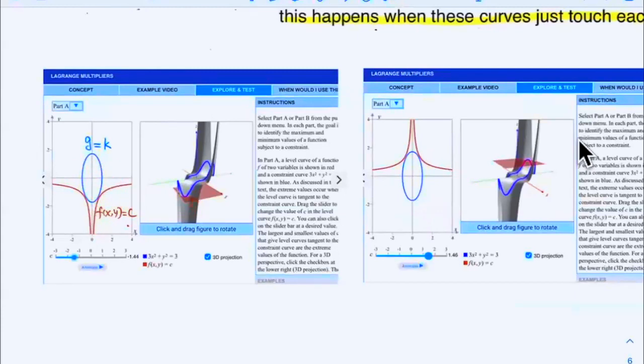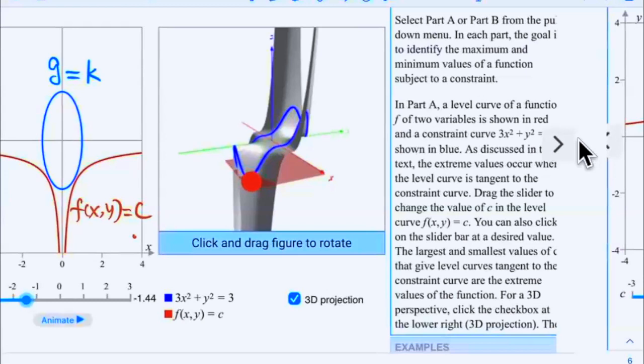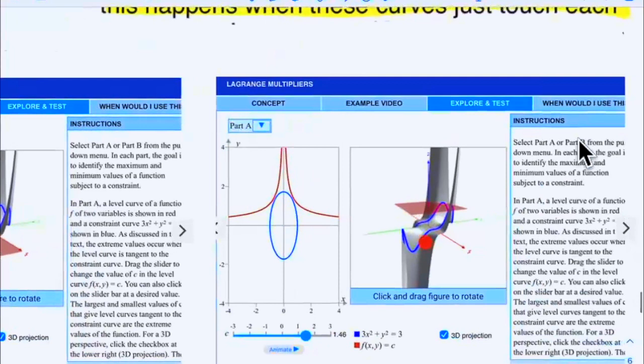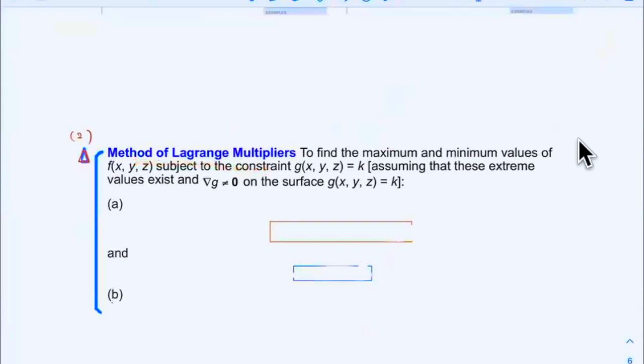When I move those up and down, you see over here, this is the minimum function value. And what happened here? This level curve is going to touch this constraint curve here. And on the other one, when I move this, the maximum here corresponds to this part here. So they touch over here. Another main idea today is the method of Lagrange multipliers to find the maximum subject to this constraint that satisfies all these conditions.